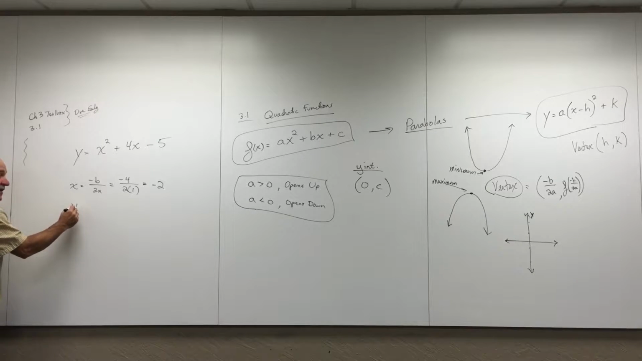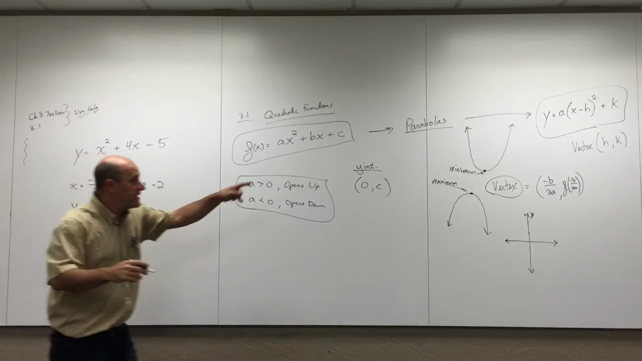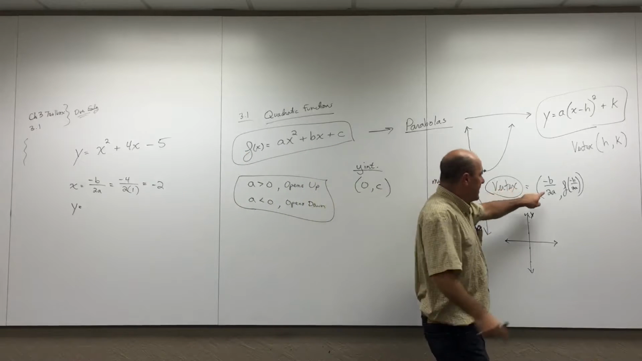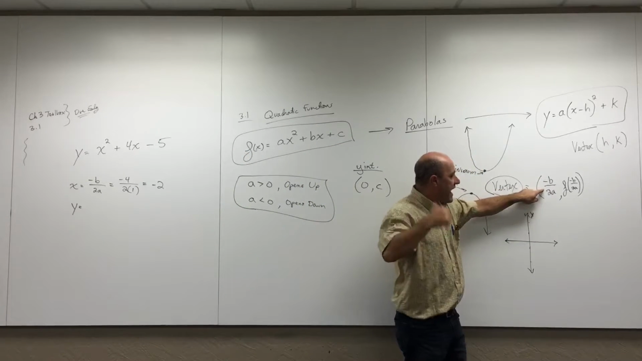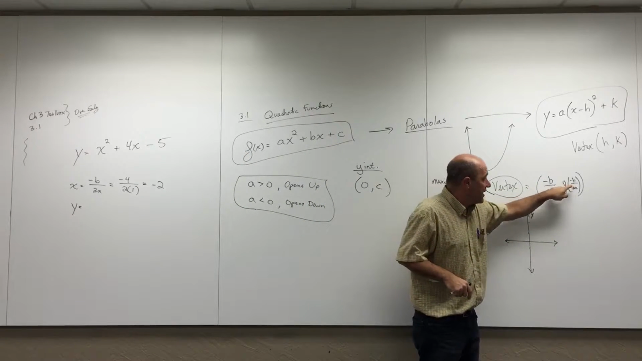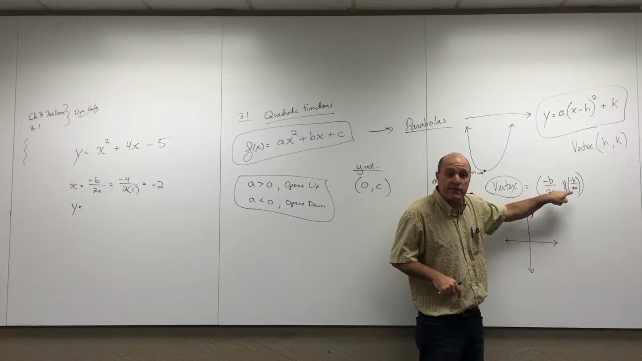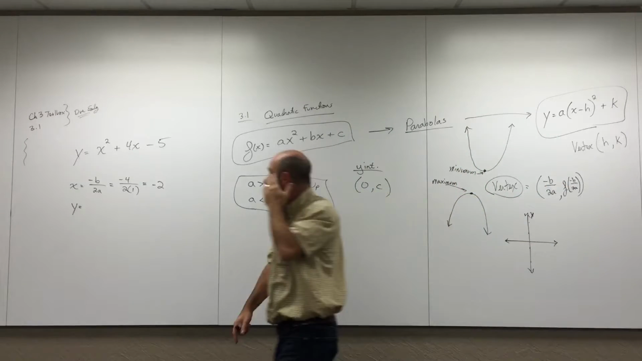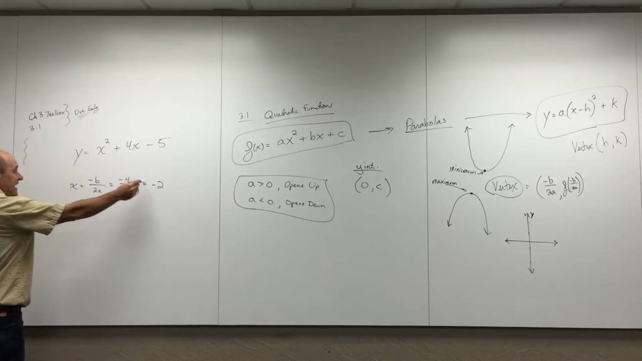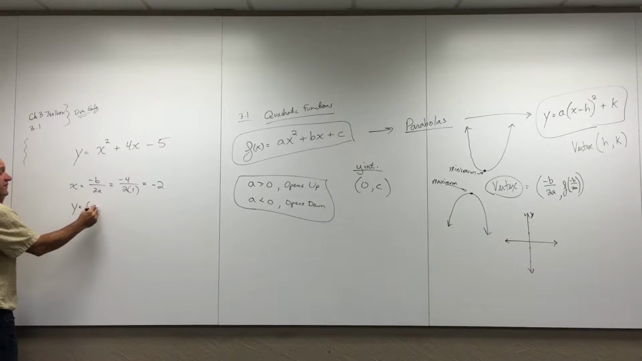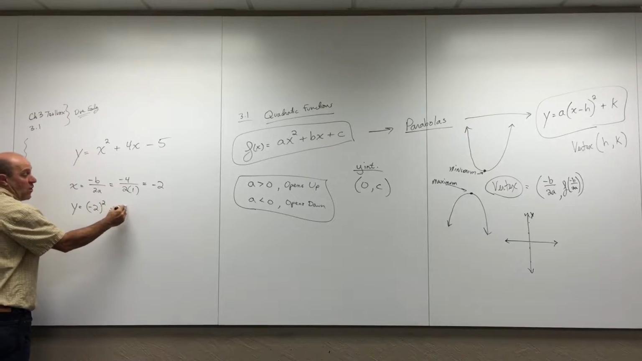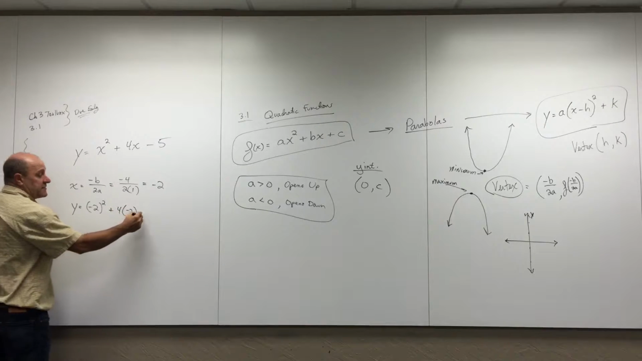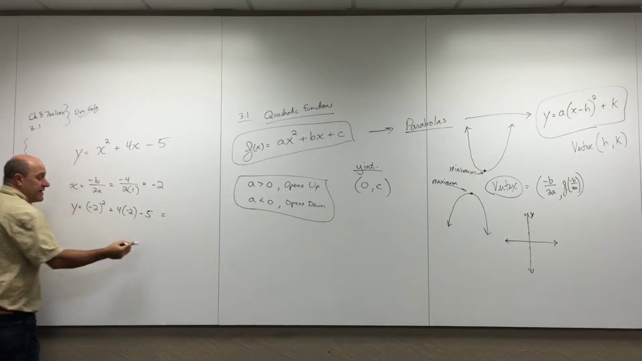To find the y value of the vertex, I use this little cool formula to get x. After I get x, I plug it in the function to get y. That's what that says. So that means I got to take negative 2 and plug it in there. That's negative 2 squared. That's 4 times negative 2. That's minus 5.